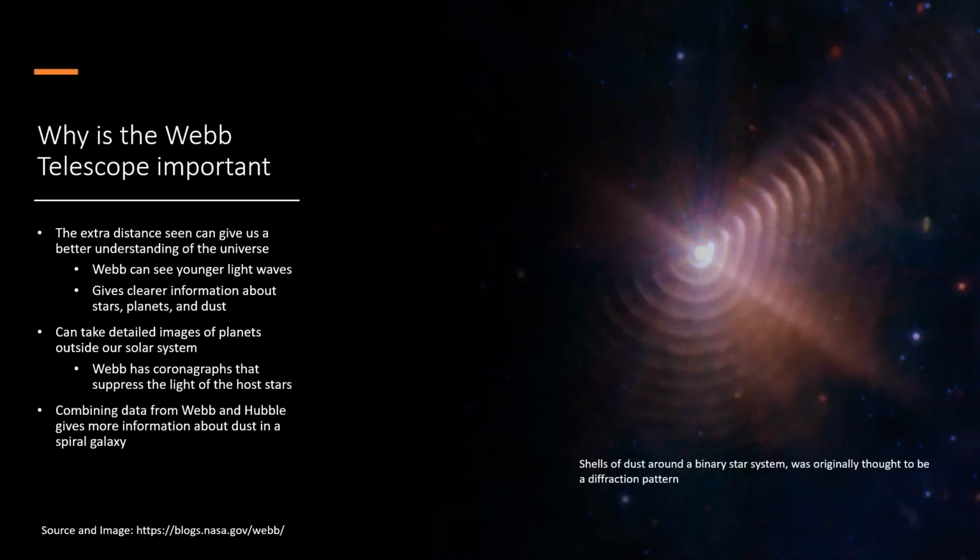So why is this all important? It's great that we can see things in different colors, but why does that matter? So that extra distance can give us a better understanding of the universe. The Webb can see younger light waves, and it gives clear information about stars, planets, and dust.